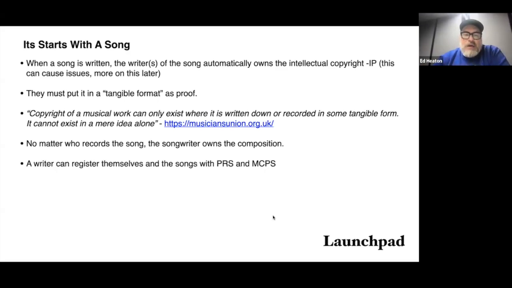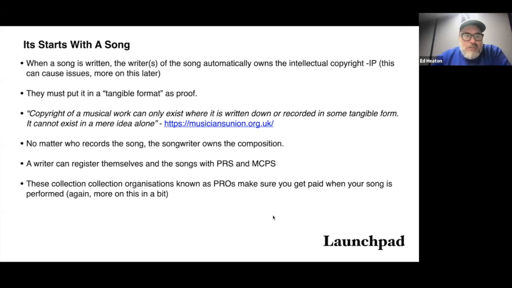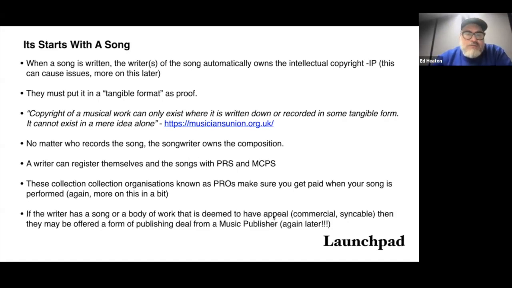A writer can register themselves and the song with PRS and MCPS, and we're going to talk about those in a little bit. These are collection organizations, sometimes known as PROs, performing rights organizations. Again, we're going to look at those very soon. If the writer has a song or a body of work that is deemed to have commercial appeal or syncability, or they feel the writer has a good opportunity to write with other people and do well, then they may be offered a publishing deal from a music publisher. And again, we'll look at that in a little bit.